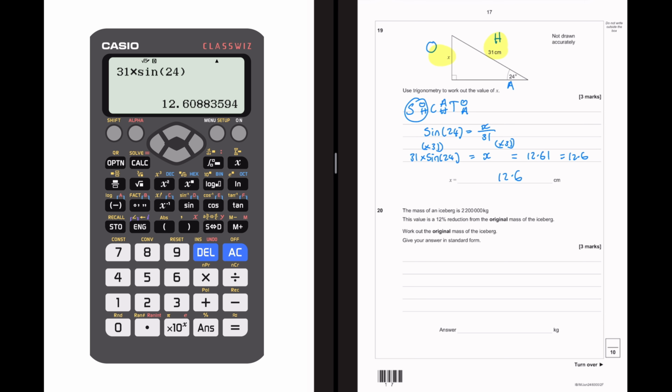Question 20 says the mass of an iceberg is 2,200,000. This value is a 12% reduction from the original mass of the iceberg. Work out the original mass of the iceberg. So this is reverse percentages. So if we've got a 12% reduction, then we're going to do 1 subtract 0.12, which is 12% as a decimal, and this is equal to 0.88.